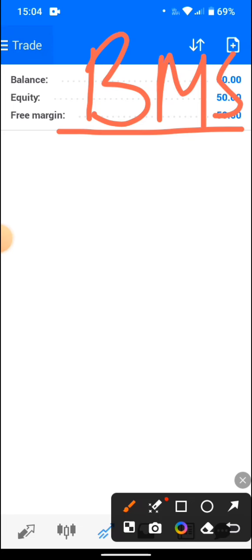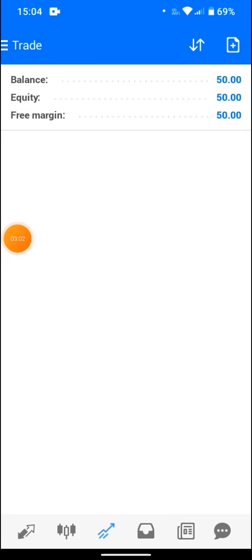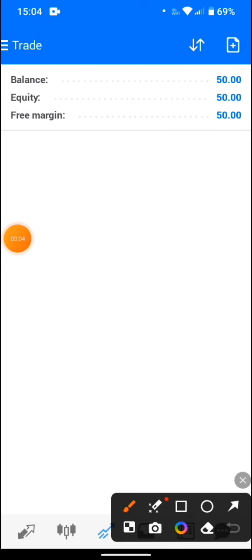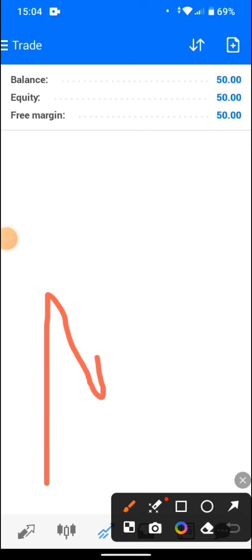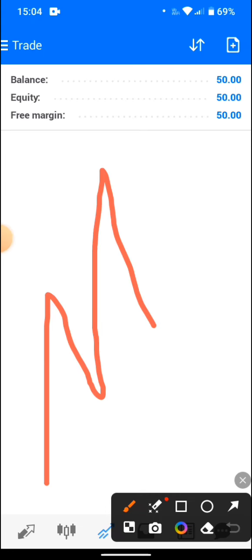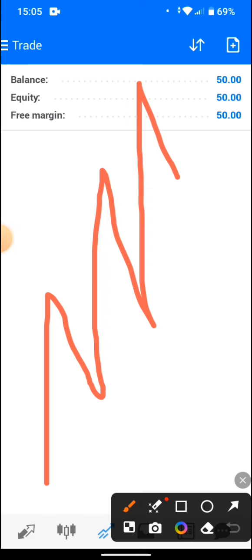The bullish market structure is when the market is forming higher highs and higher lows. What do I mean by this? Let's say now you are seeing the market doing this. This is higher high, higher low, higher high, higher low, higher high, higher low, higher high. So this is a bullish structure.